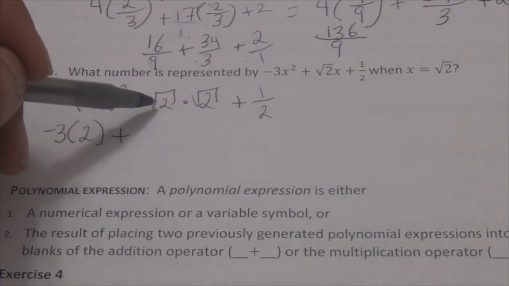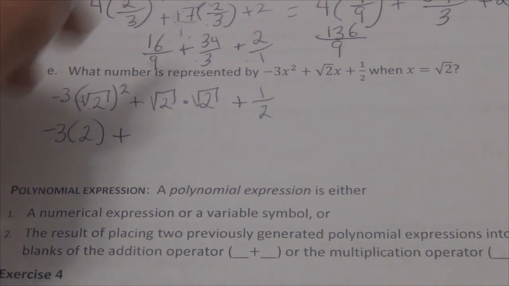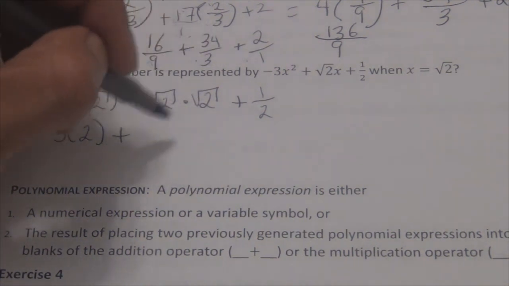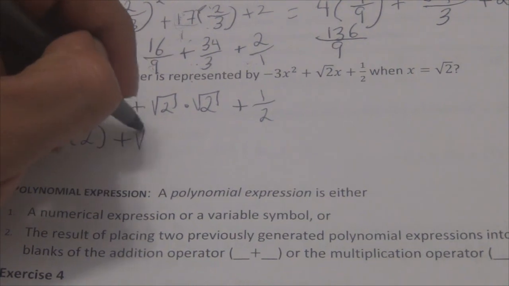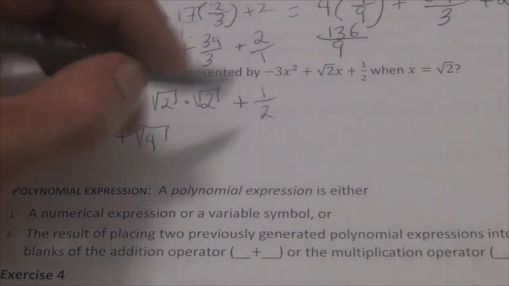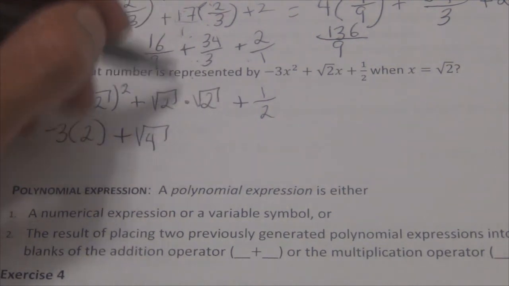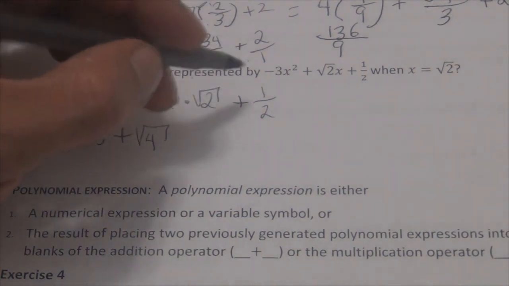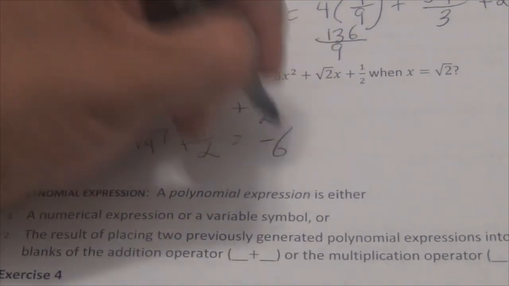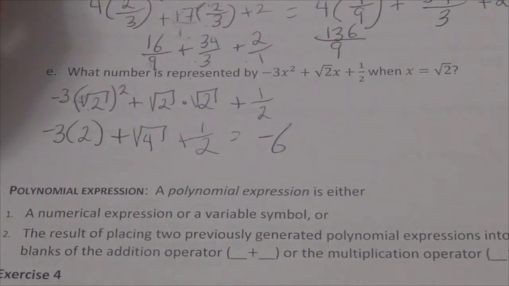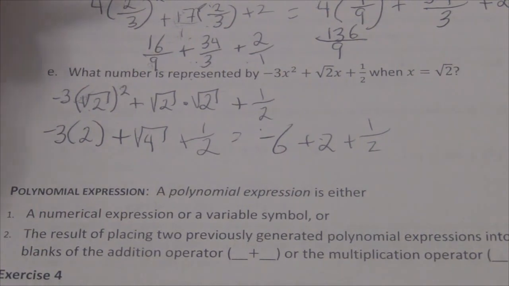Plus, now when you are multiplying radical 2 times radical 2, when you multiply a square root times itself, it's the same thing as squaring it, right? So this is the same thing as saying radical 2 to the second power. Or if you want to, you could say that radical 2 times radical 2 is radical 4. Although it's more advisable to say that it is radical 2 to the second power, so they can cancel each other. So what you have, negative 6. This radical 4 is 2. Negative 6 plus 2 is negative 4.